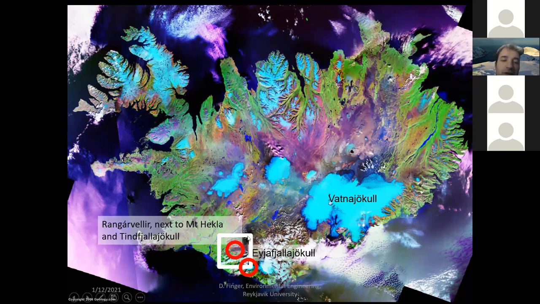And the reason why we chose the case study in southern Iceland is because in Rangárvellir is also Mount Hekla. Mount Hekla is the most active volcano in Iceland, which erupts roughly every 50 years. So the magmatic pressure is again increasing. Veðurstofan is always giving out warnings again that Mount Hekla might erupt very soon.